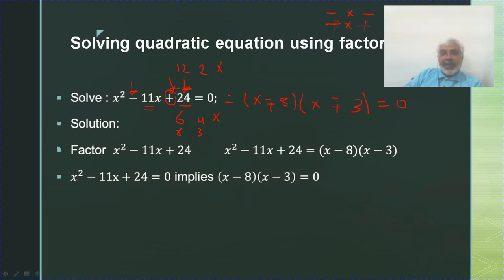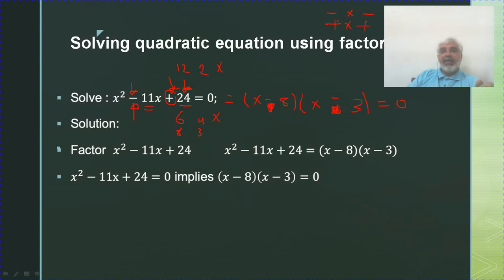So which option am I going to select, plus plus or minus minus? What tells you what to select? It is the sign of the middle term. What is the sign of the middle term? It is minus. So both will be minus. Neglect the plus and it will be minus. So x squared minus 11x plus 24 is factorized as x minus 8 times x minus 3.